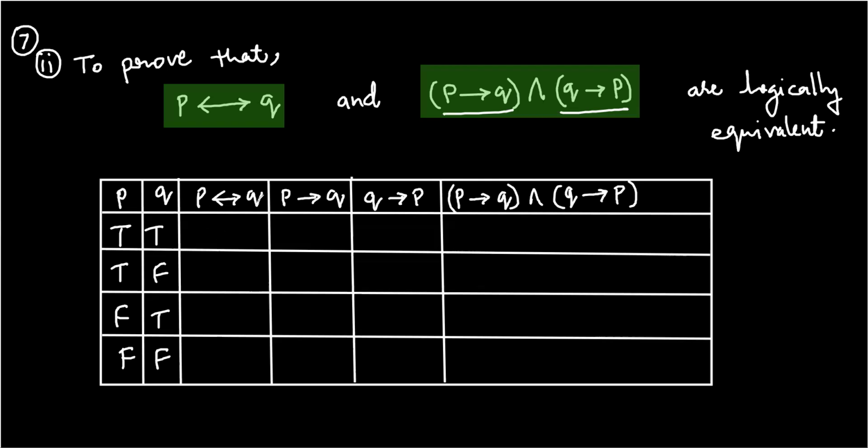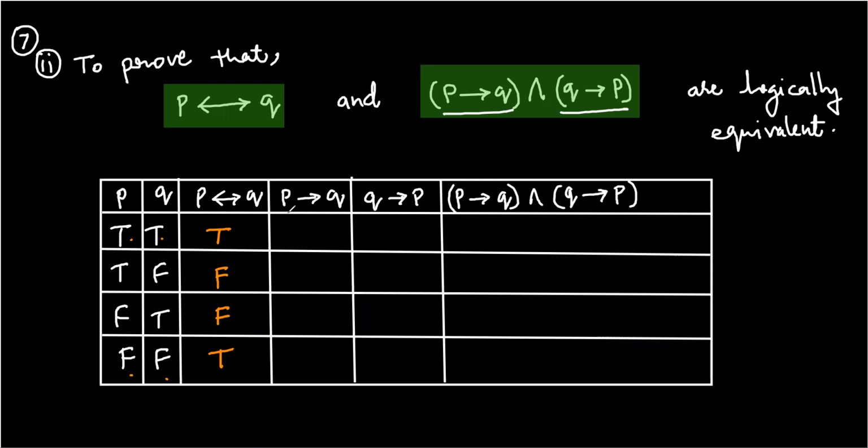So see, P double implication Q, I have to write the truth values here. You know the law for double implication. The double implication law is when the component statements have same truth value, then the double implication is true. So true, true, true, false, false, true. Elsewhere it is false. Then we have P implies Q.